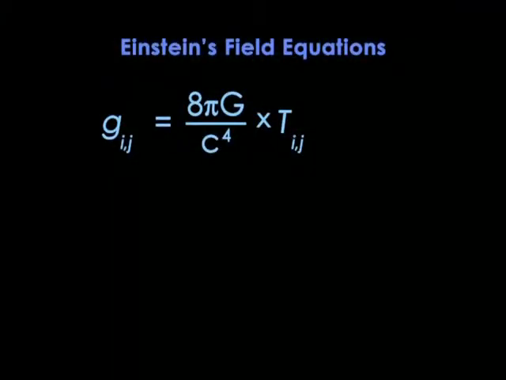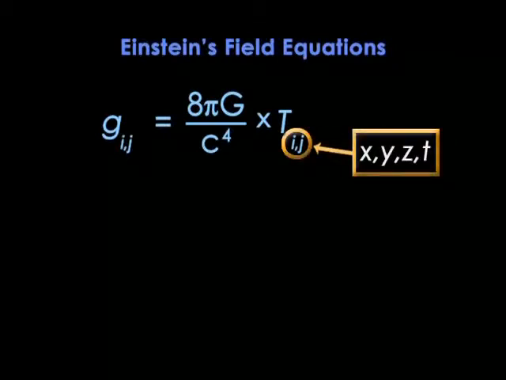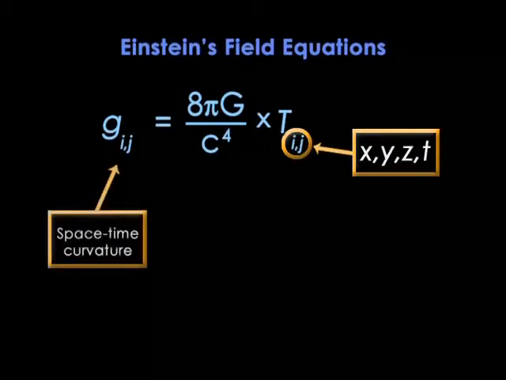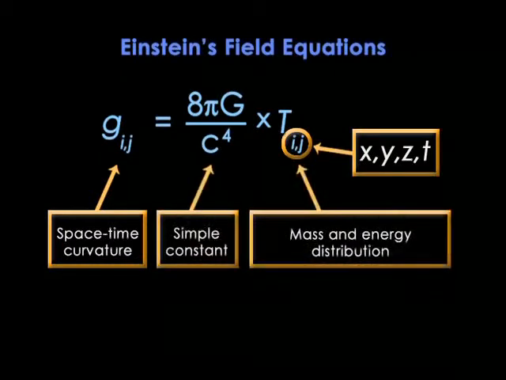Here it is. It's called Einstein's field equations, and it reads G_ij equals 8 pi G over c to the fourth times T_ij. Notice I said equations, plural. That's because the subscripts, i and j, both stand for one of the four space-time coordinates, x, y, and z for space, and t for time. So in fact, there are 16 equations here masquerading as one. Now the left-hand side, G_ij, specifies the space-time curvature, while the right-hand side, T_ij, specifies the distribution of mass and energy within the space.